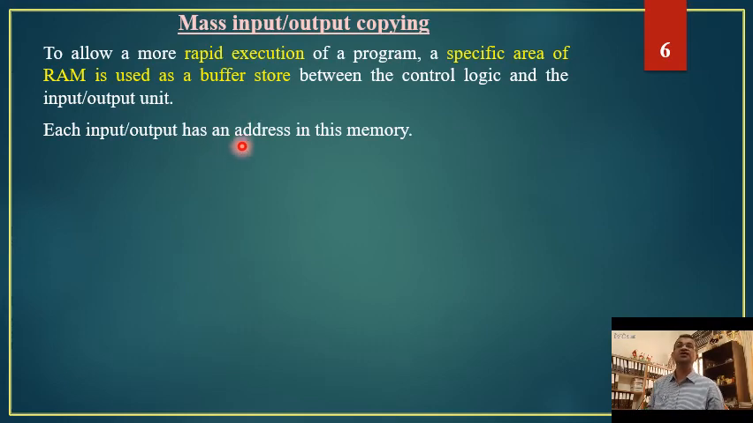Each input output has an address in the memory. So here the way by which it is stored in the memory is being explained. Because every input is very useful, it should be distinguishable from other inputs. That is why every input must have its own unique address, right? So that address is given, and with that address, this input is being stored.